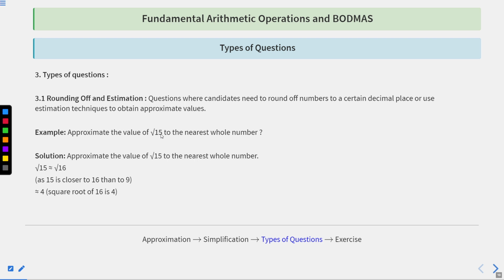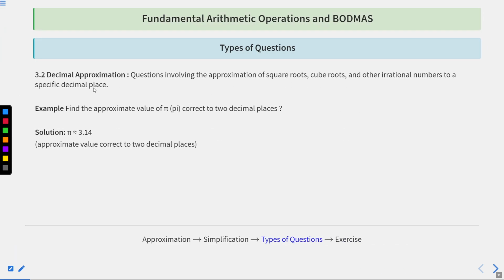So we need an approximate value, because working with root 15 may get tedious sometimes. So the approximate value of root 15 to the nearest whole number is root 16, because root 16 is very close to root 15. So root 16 is equal to 4. Okay, so that is already known to us. So we can say that the approximate value of root 15 is 4. It is not equal to 4. That's why we have used this wavy equals to represent approximate value here.